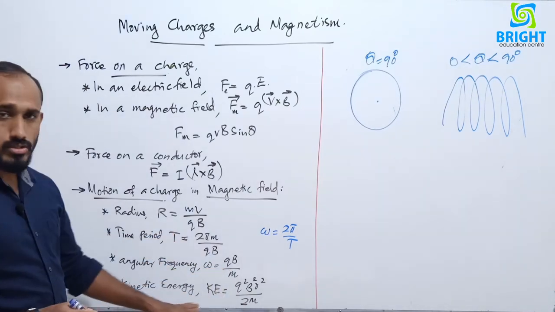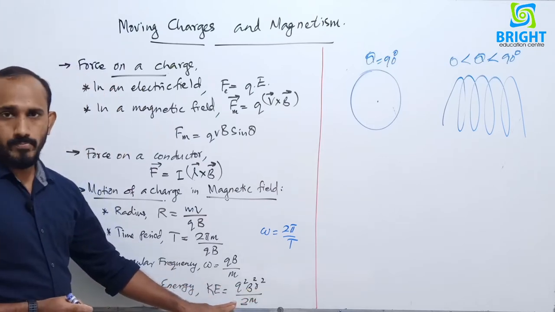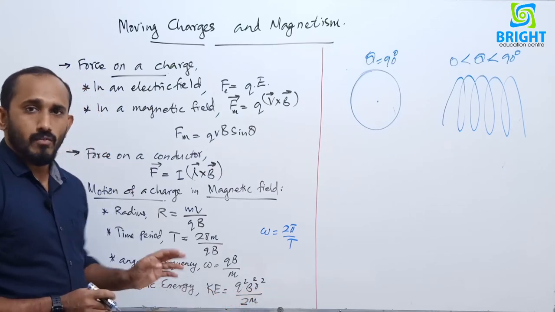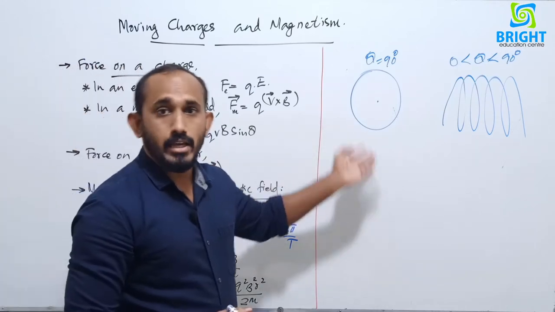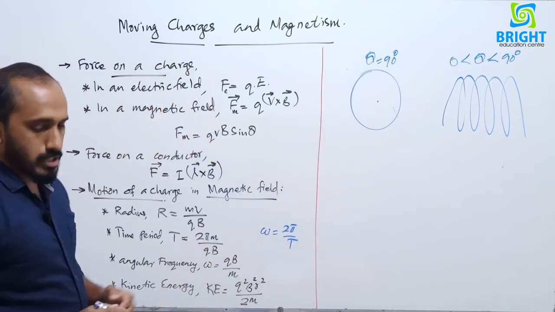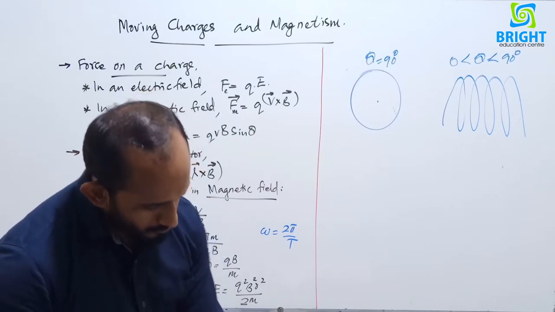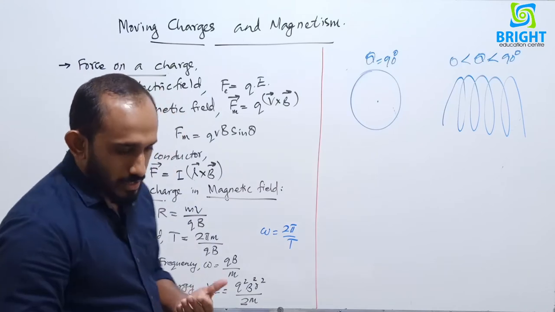And the kinetic energy is equal to q squared B squared r squared divided by 2m. So charge squared, magnetic field squared, and r squared divided by 2m will give you the kinetic energy. Suppose it's not moving at 90 degrees, and an acute angle is there, then there will be some difference in the expression. The time period and the radius will all change in this way.